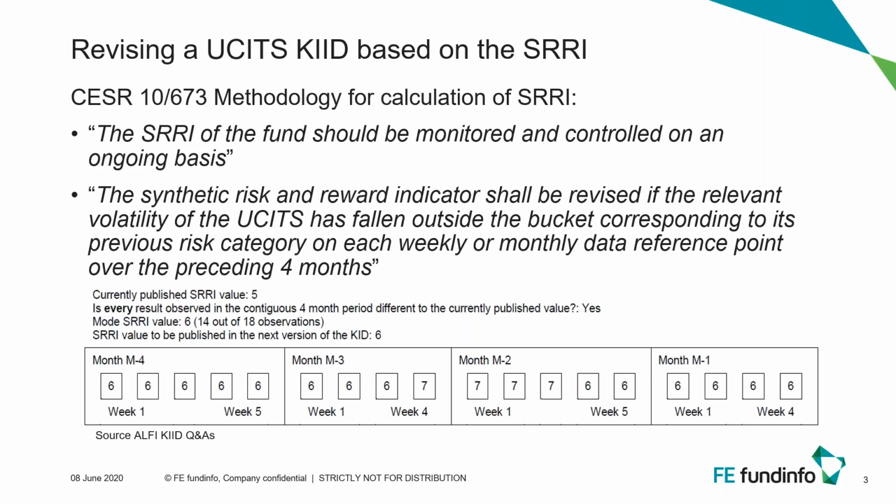Secondly, the current level must be compared each week to the published level. If the published level hasn't appeared at all in the calculations for 4 months, it's time to update the KID with the level that has appeared most over that time.